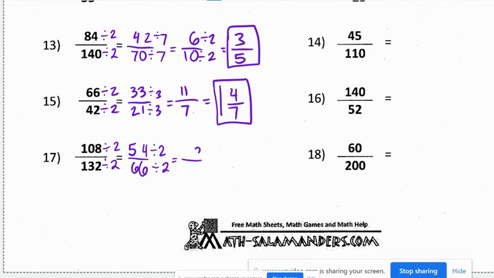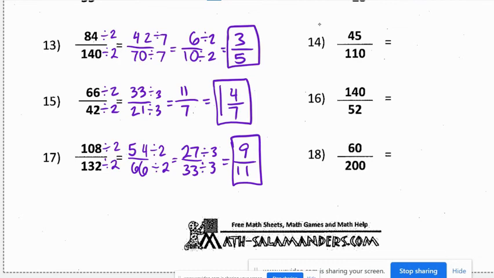54 divided by 2 is going to be, oops, undo. So we get 50 is 25, 26, 27. So 27, and then 66 divided by 2 is 33. We've seen this before, kind of. They are both divisible by 3. 27 divided by 3 is 9, and 33 divided by 3 is 11. And we're just going to leave it like that. We cannot simplify it anymore.